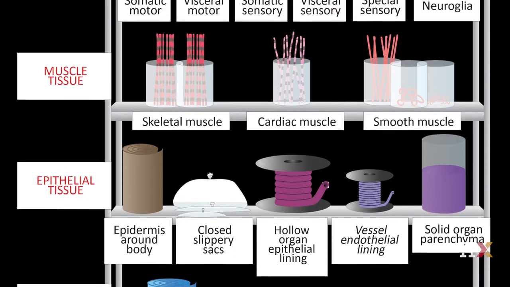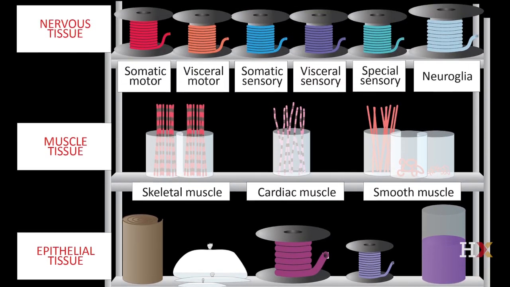On the shelf above, we have three different types of muscle tissue. All muscle tissue will have a contractile apparatus within it, and various activities of those filaments of the contractile apparatus will cause the muscle to shorten. They're most visible in skeletal muscle tissue, which is over on the left, also visible in cardiac muscle, and not very visible in smooth muscle.